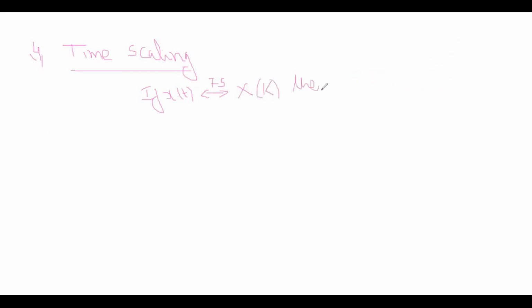Then you have to prove that for z of t equal to x of at, applying the Fourier series, we get z of k is equal to x of k. Let us do the proof.